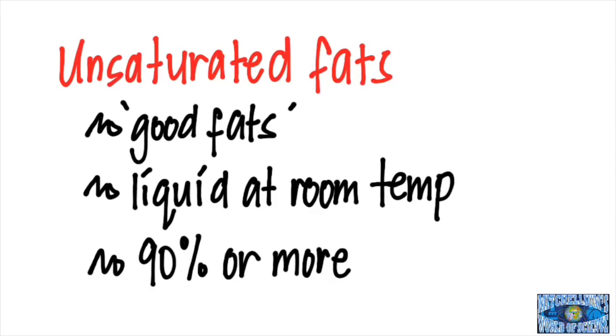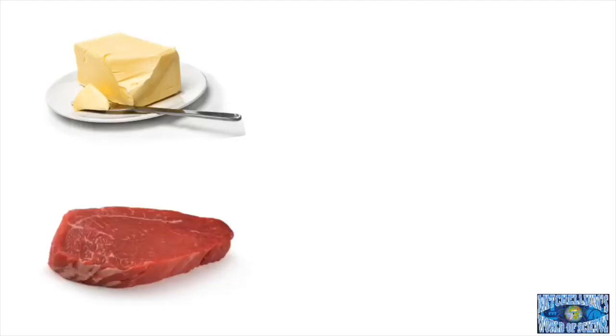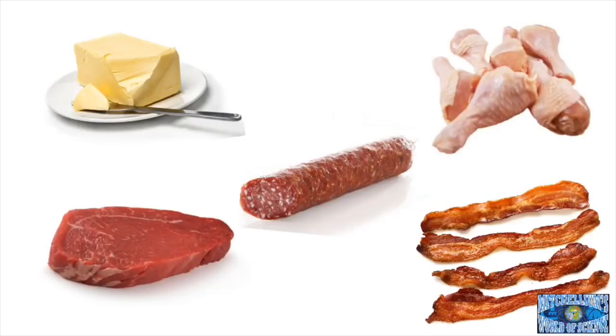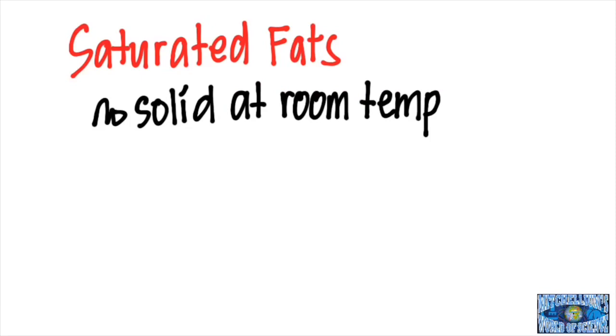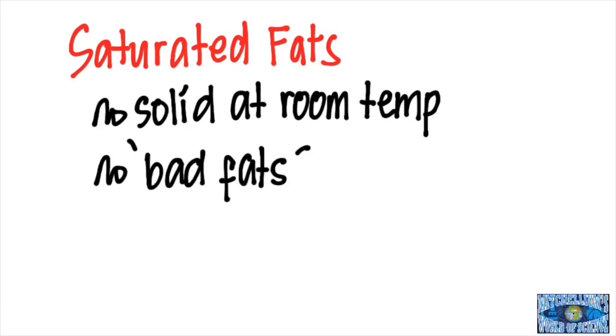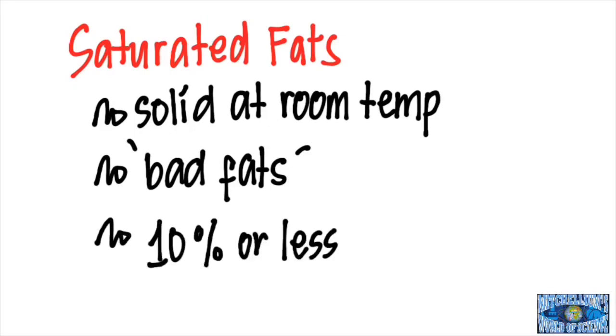Saturated fats, on the other hand, are found in foods like butter, beef, the dark meat of chicken, bacon, and processed meats like salami. Saturated fats are solid at room temperature. They are often described as bad fats, and doctors recommend that they make up 10% or less of what you eat.